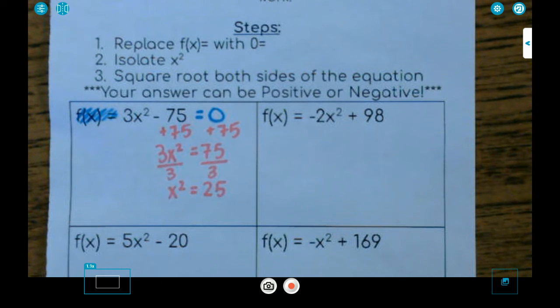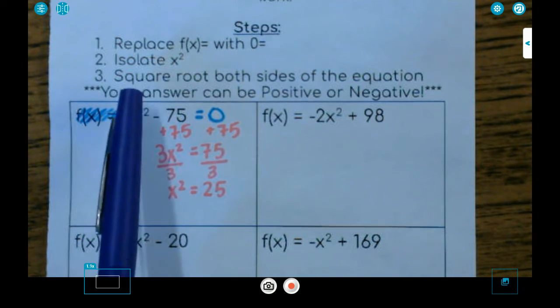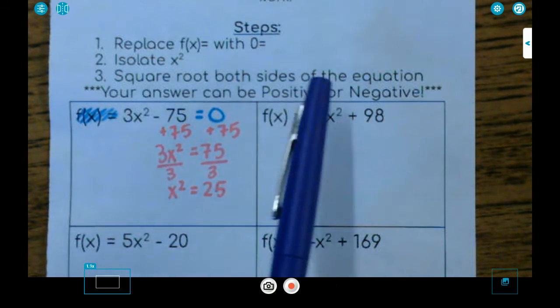Okay. Any questions about everything up until here? We've now done steps 1 and 2. Okay, step 3 is a new step that some of us may have done and some of us may not have done. The step 3 is to square root both sides of the equation.